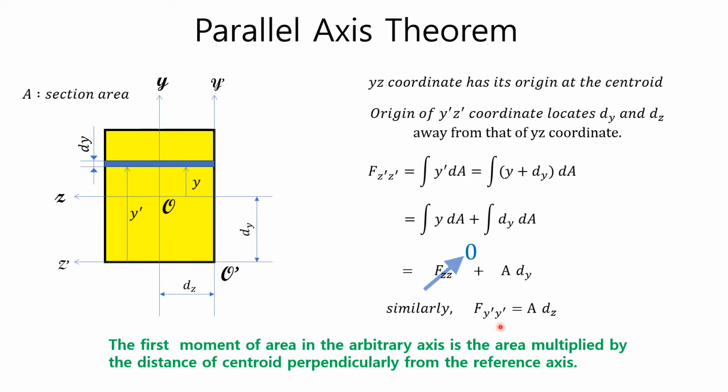This tells us the parallel axis theorem: the first moment of area about an arbitrary axis is the area multiplied by the distance of the centroid perpendicularly from the reference axis.